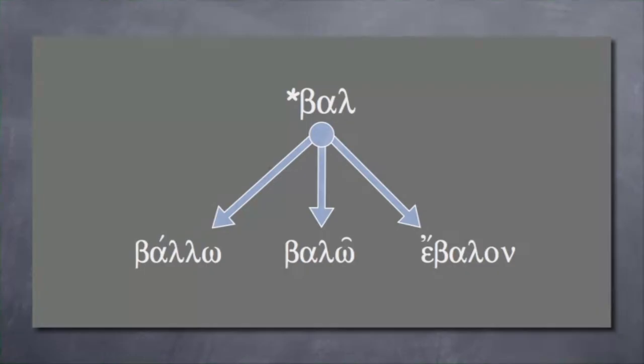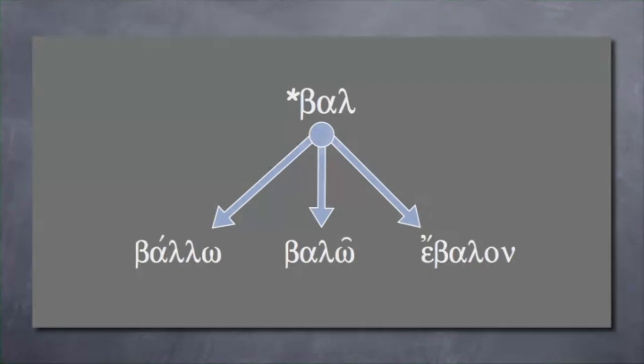The future doesn't care what happens in the present, because the future is formed from the root. And so the root bal goes into the future as balo. Again, I'll explain why there's no sigma in just a bit. It goes into the aorist of epsilon. There's your beta alpha lambda once again.